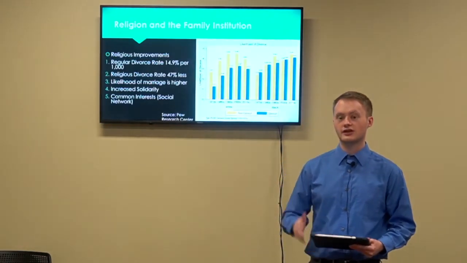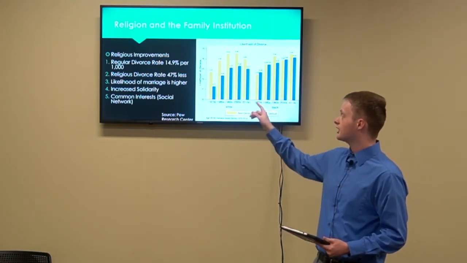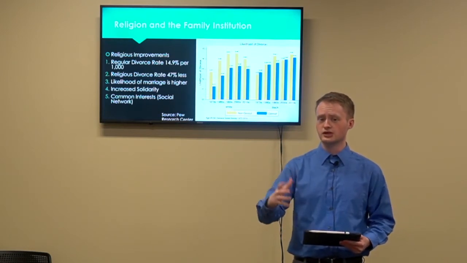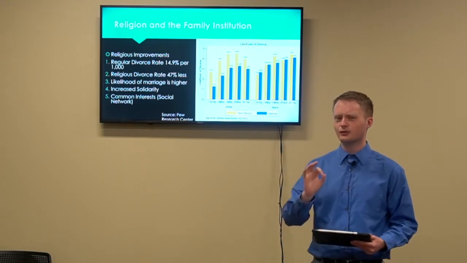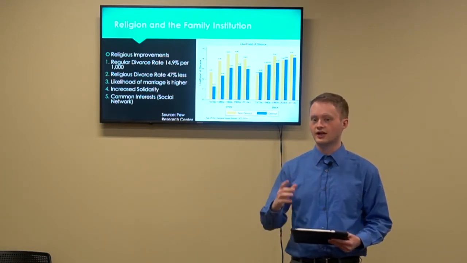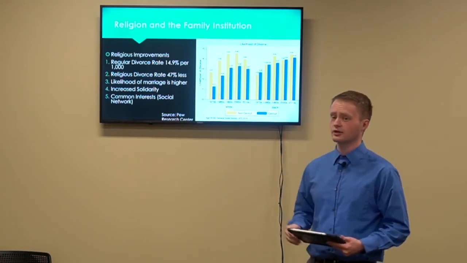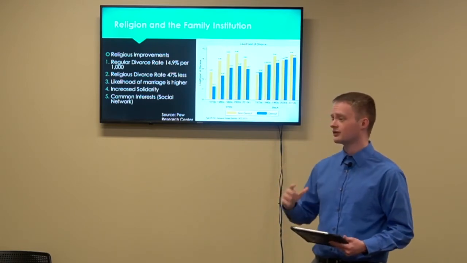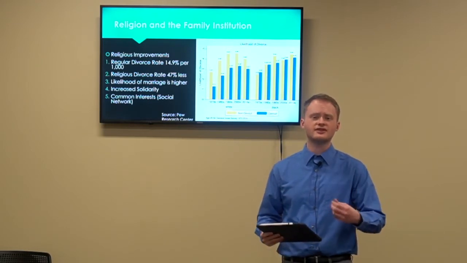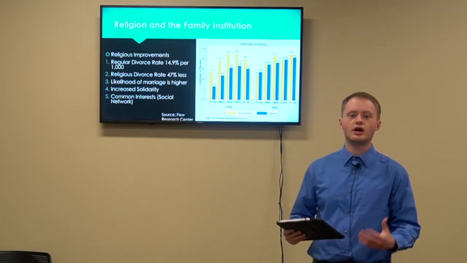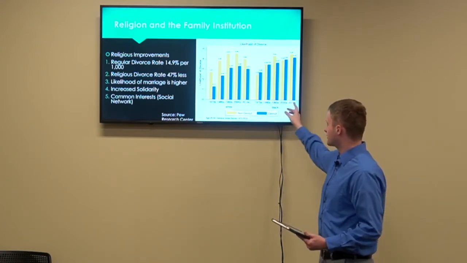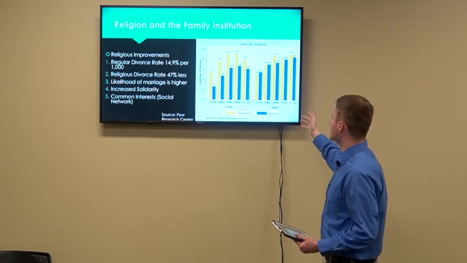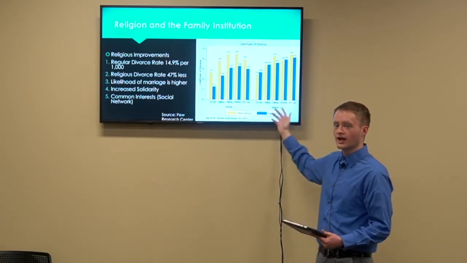Now, I'm going to look at religion and the family institution. The regular divorce rate is about 14.9 per 1,000 people in the U.S. The religious divorce rate is 47% lower than the average. The likelihood of marriage is higher, and it increases solidarity, which is just mutual support within a group. And it also opens the pathway for a common interest. If a family is attending church on Sunday, they have something they can bond over. And as you can see by this graph, the likelihood of divorce by devout is lower than non-devout in modern days. And this is for both white and black churchgoers.